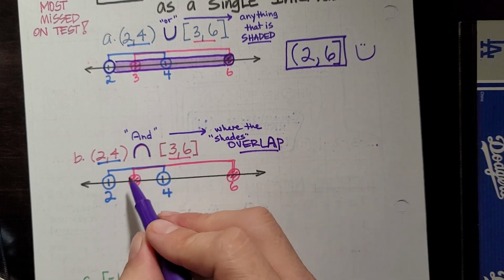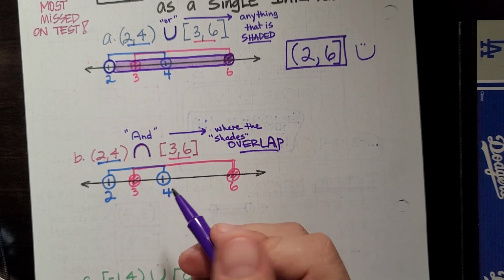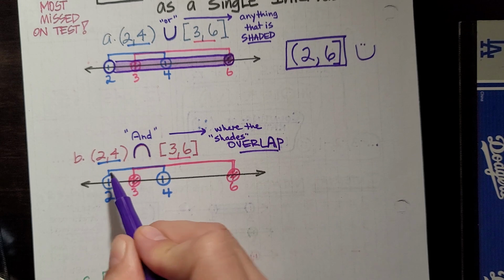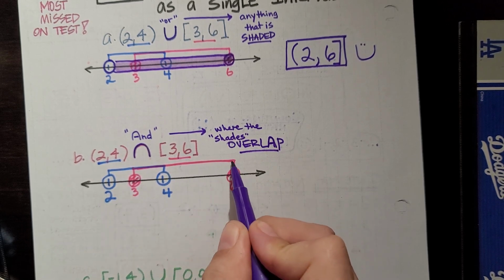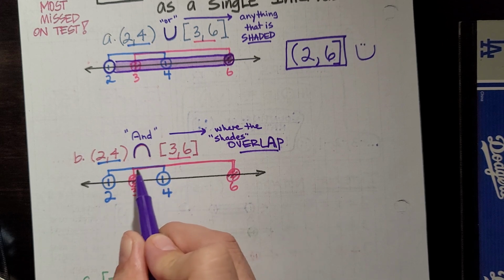Well, what is blue and pink, or blue and red, type of make? Kind of makes a purple. Over here, all I have is all blue. On this side, all I have is all pink. Over here, I have blue and pink kind of going on right here.